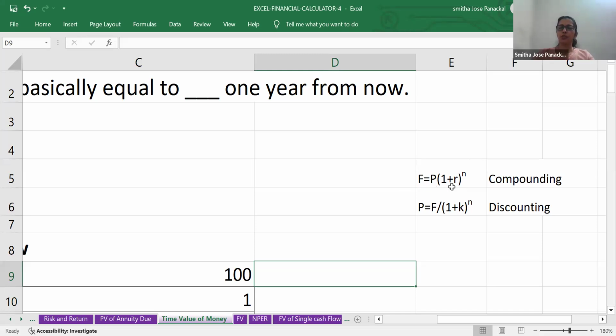F is equal to P into 1 plus R raised to N. I'll tell you the notations. F is equal to future value. P is a present value. R is a rate of return, and N is the number of years of compounding.